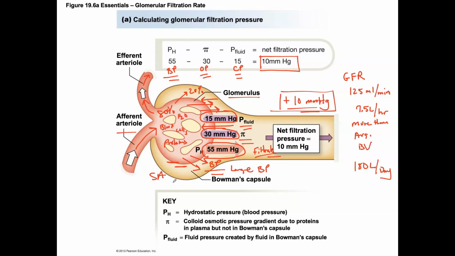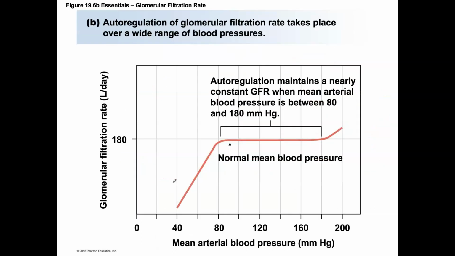So net filtration pressure and filtration coefficient are going to affect our overall GFR. What's interesting is that GFR is fairly stable throughout the day. We actually have very good autoregulatory mechanisms within the kidney to keep the GFR at a fairly constant rate, even though our blood pressures can change throughout the day.